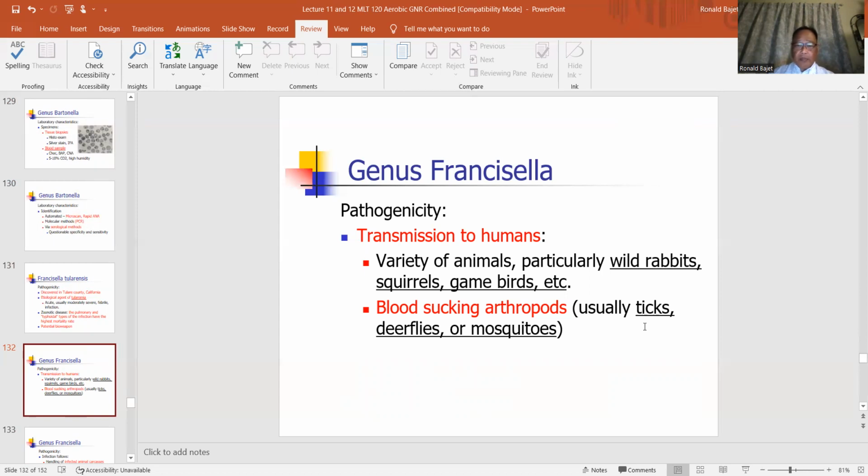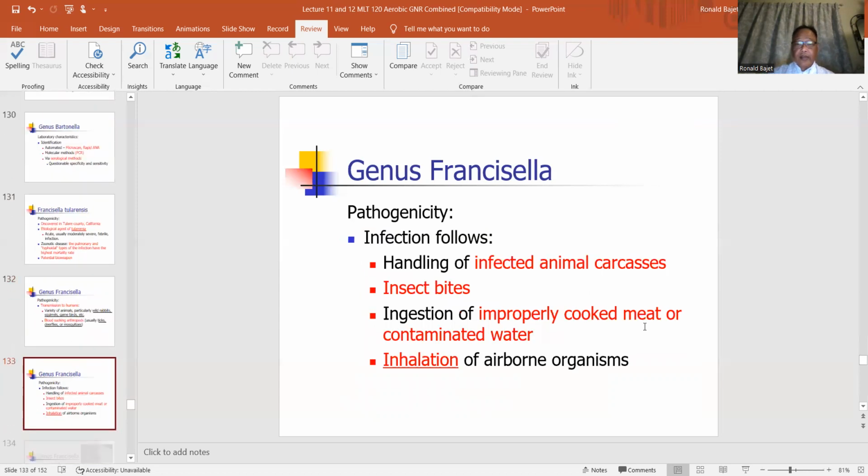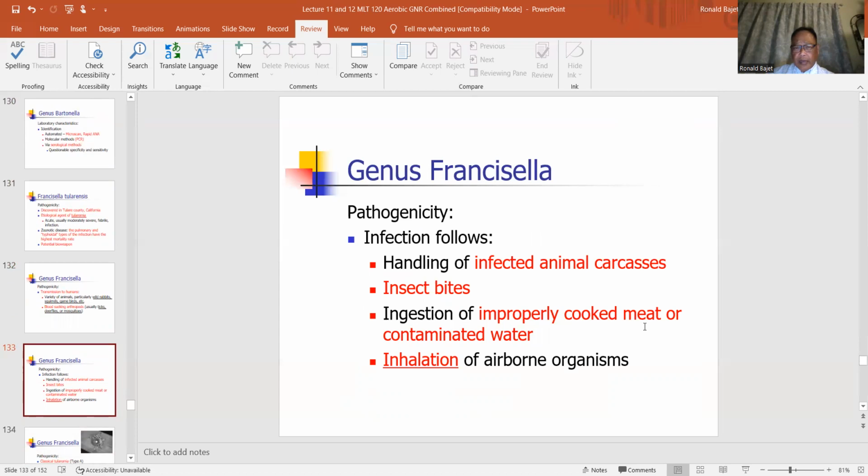Also transmitted by blood-sucking arthropods, usually ticks, deer flies, or mosquitoes. You get this organism by handling infected animal carcasses. Usually, if you go hunting and the animal is infected with the Francisella, that's how you get it. Or a flea bite from that animal that's infected. Or ingesting improperly cooked meat or contaminated water. Or inhalation of bioterror or airborne organisms. So Francisella can be a bioterrorist agent, or can be a bioweapon. Okay.